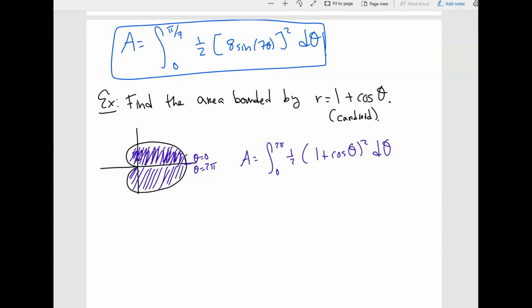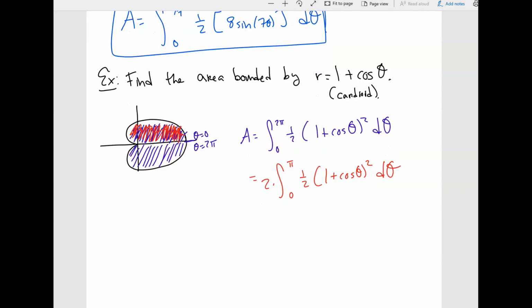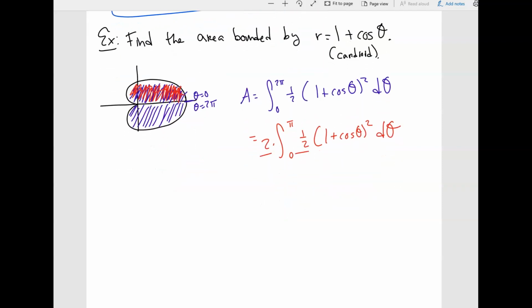Now, since we want to take half of it, let's just say that we want to take just this half. So we're going to have the integral from 0 to pi. We have a 1/2 there, and let's multiply this by 2 because it'll be twice this area. 1 plus cosine of theta squared d theta. Then see how this is going to go away. So you're left with the integral from 0 to pi of this guy. Let me FOIL this out. It'll be 1 plus 2 cosine theta plus cosine squared theta d theta.